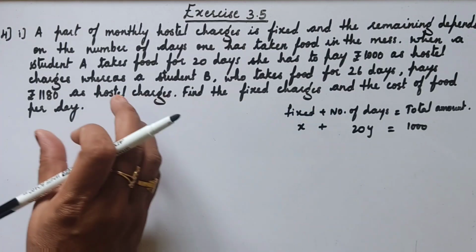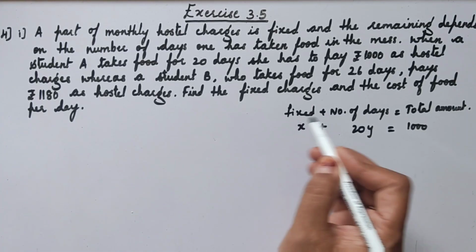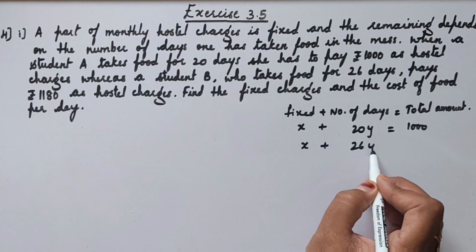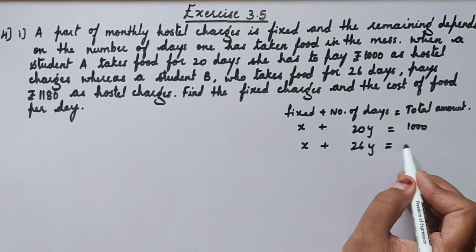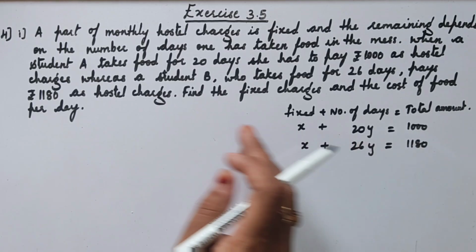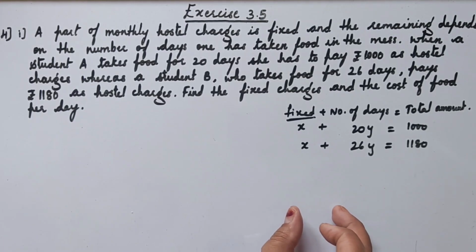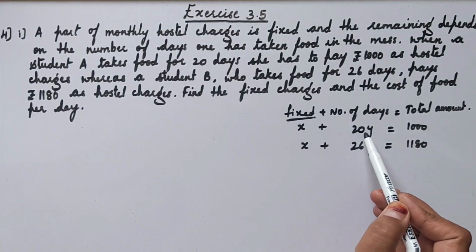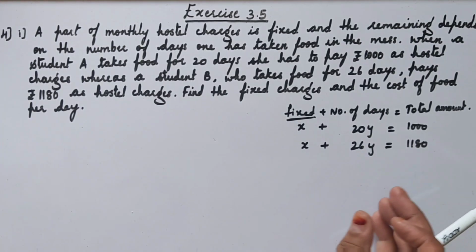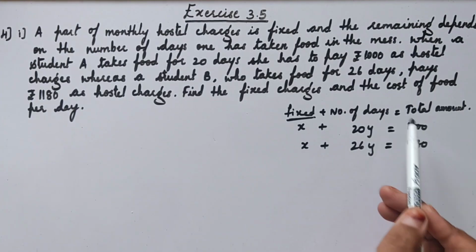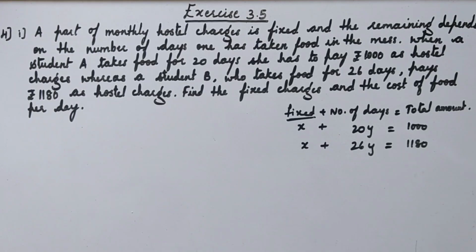As hostel charges, whereas student B, who has the fixed charges and takes food for 26 days, pays the amount 1180. We need to find out the fixed charges and the cost of food per day. It is given that it is 20 days and 26 days, but we don't know the price per day, the cost of the food. I think you got the rough figure, right? Let's get started.